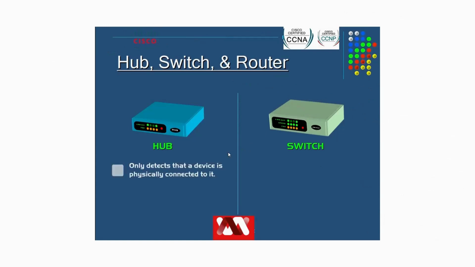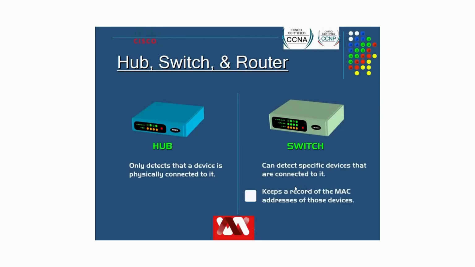So let's go for some more. A switch only detects devices that are physically connected. I told you that last time. It can detect specific devices connected to it by the MAC address, and keep a record of the MAC addresses of those devices. We learned about it. That's good.